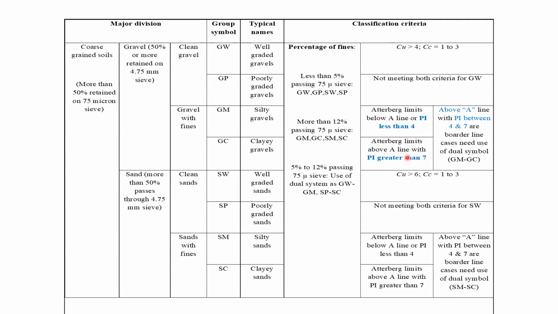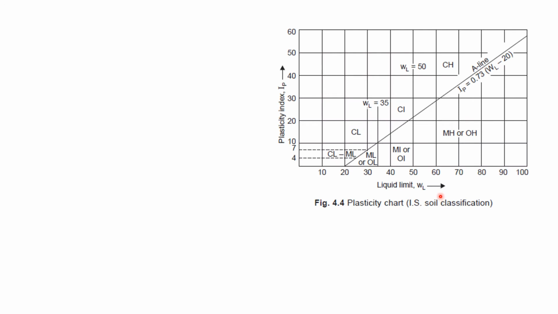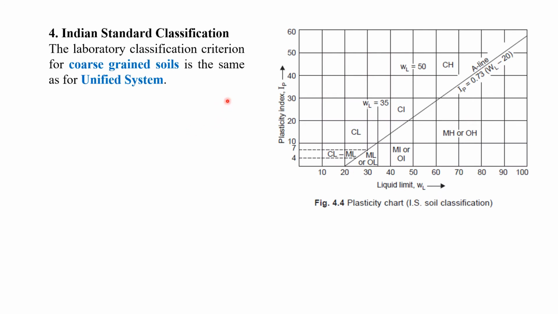So the same ideas whatever we discussed now can be used for the sand categories, right? Now we shall proceed further. Now we shall come to the Indian standard classification, the fourth one. See, the Indian standard classification uses the same table or the same chart which has been developed by the Unified Soil Classification System, especially for the coarse grain soil.